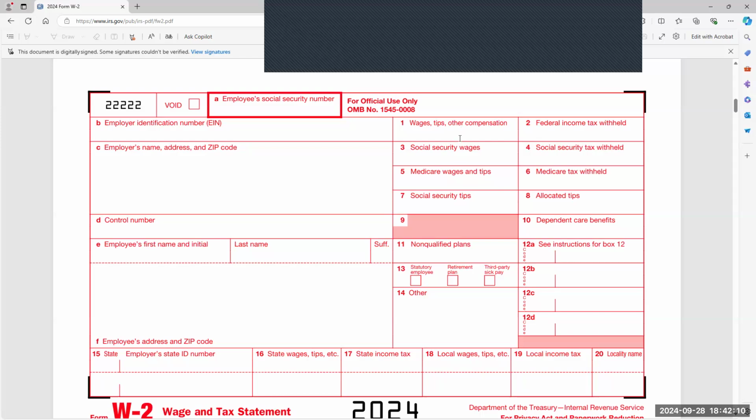Box 1 shows the taxable wages, tips, and other compensation. Box 2 reports the amount of federal income taxes that have been withheld from the taxpayer's wages and remitted to the IRS, the government, by the employer. Boxes 3 through 6 report information related to the amount of wages subject to Social Security and Medicare employment taxes, as well as the related taxes withheld.